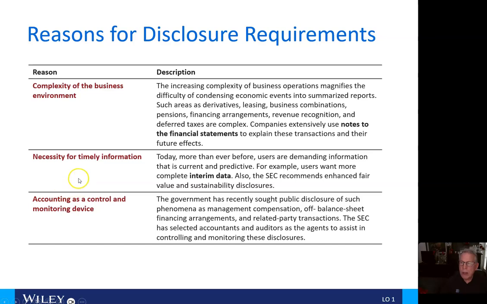The second category here, necessity for timely information. Today, more than ever before, users are demanding information that is current and, of course, predictive. For example, users want more complete interim data. And as you would know, that's data that's disclosed other than at the end of the year through our annual reports. Also, the SEC recommends enhanced fair value and sustainability disclosures.